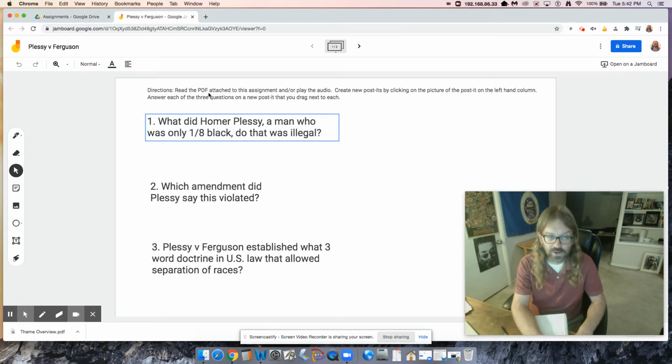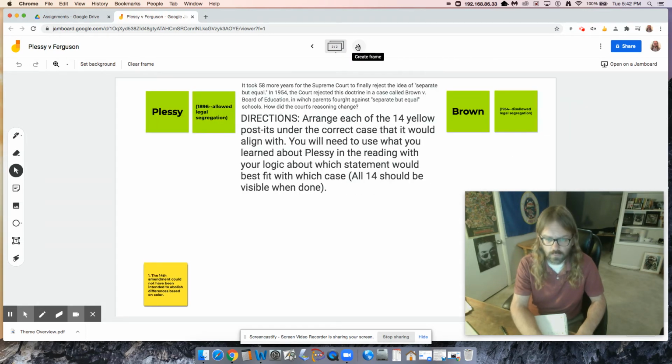Then once you've done that, you're going to have to really think a little bit because you're going to go ahead to the second page of the Jamboard. On here, you're going to find 14 yellow Post-it notes that are on top of each other, 1 through 14. You're going to use your brain and what you learned about each of these decisions: Plessy, something that allowed legal segregation, and Brown that disallowed legal segregation. You're going to take these statements that were made about these two cases and categorize them where you think they would logically fit.